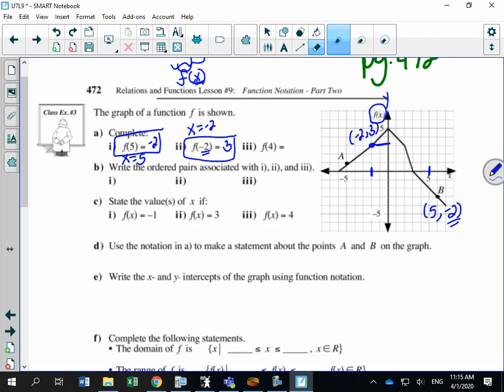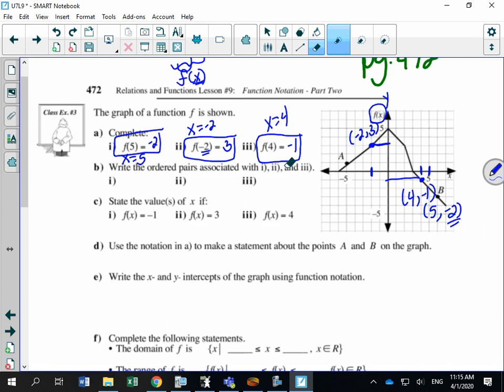See if you could do this third one. Pause this and see if you could figure out f of 4 when x is equal to 4. Okay, on my graph, there's 4. So when x is 4, my y value would be -1. So that answer is -1.